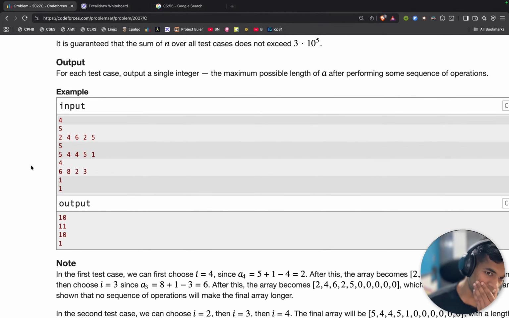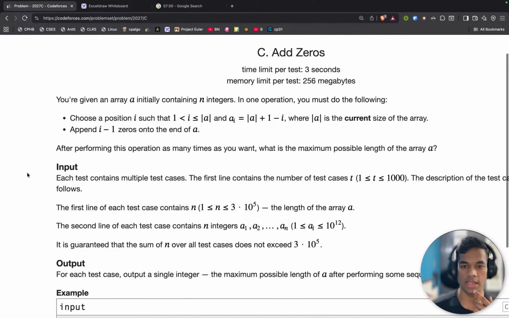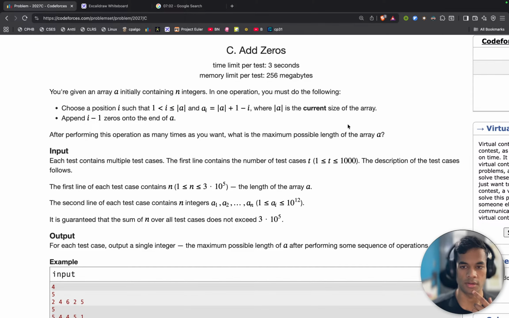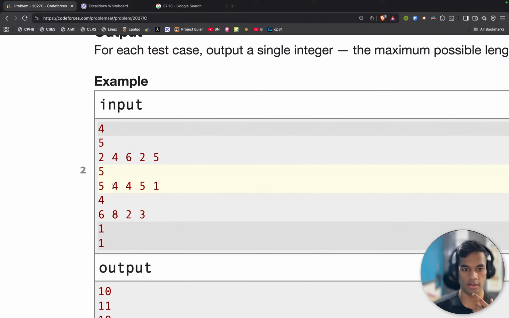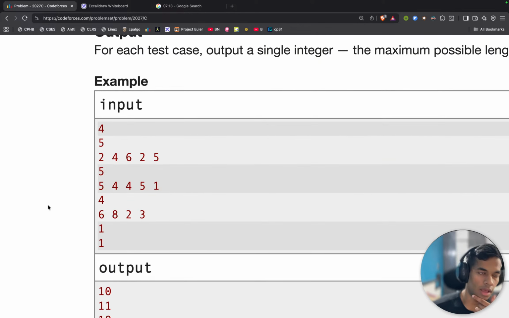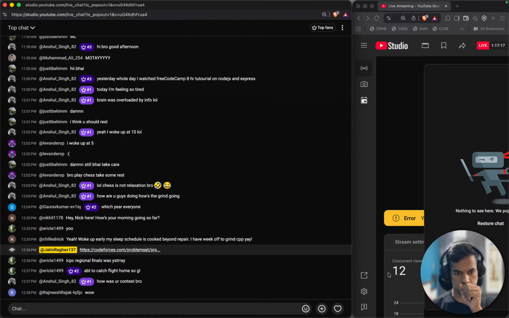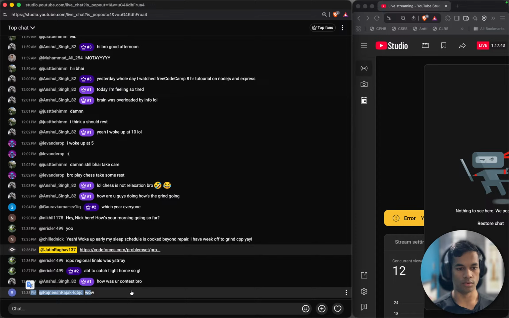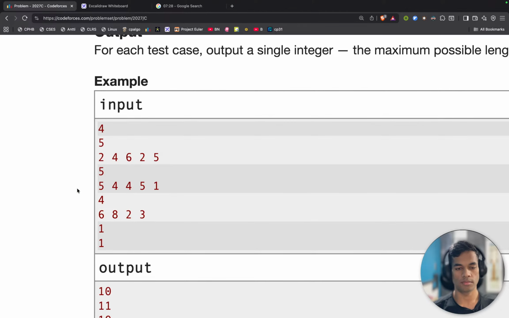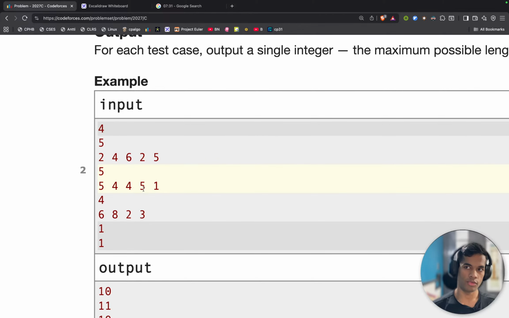Here, the order does not matter, we can choose any element in any order we want. Current size of the array. So this is good. We can randomly choose any element.